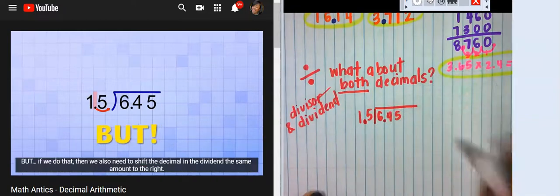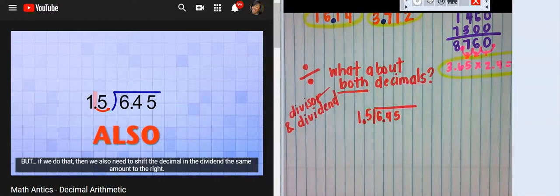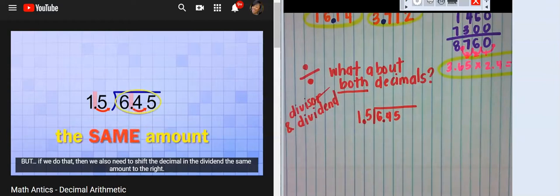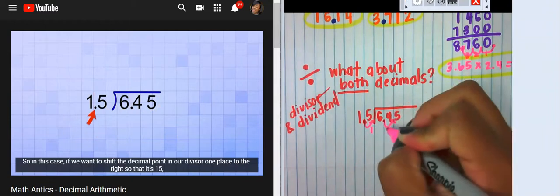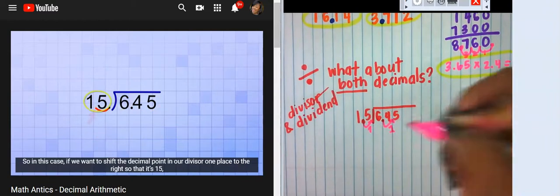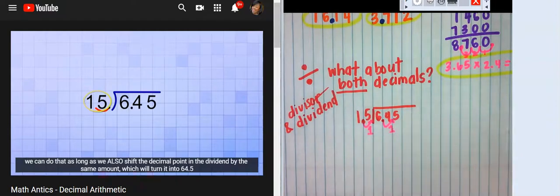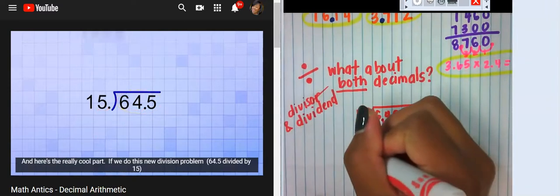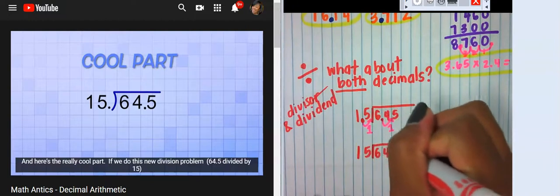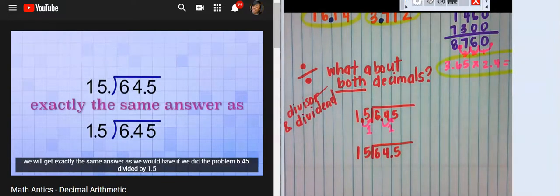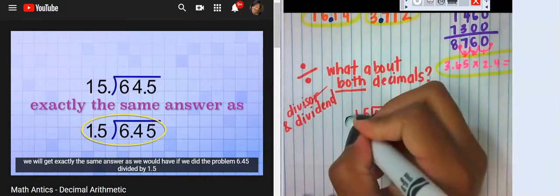whole number. But if we do that, then we also need to shift the decimal in the dividend the same amount to the right. So in this case, if we want to shift the decimal point in our divisor one place to the right so that it's 15, we can do that as long as we also shift the decimal point in the dividend by the same amount, which will turn it into 64.5. And here's the really cool part. If we do this new division problem, 64.5 divided by 15, we'll get exactly the same answer we would have if we did the problem 6.45 divided by 1.5.